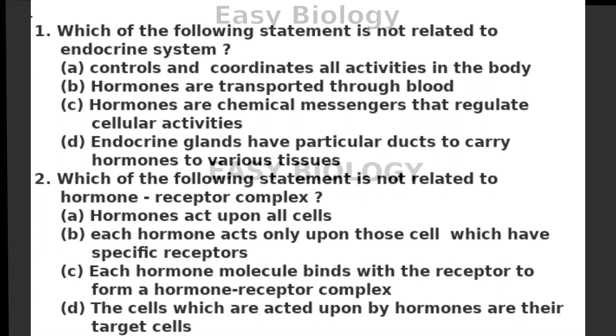A. Controls and coordinates all activities in the body. B. Hormones are transported through blood. C. Hormones are chemical messengers that regulate cellular activities. D. Endocrine glands have particular ducts to carry hormones to various tissues.